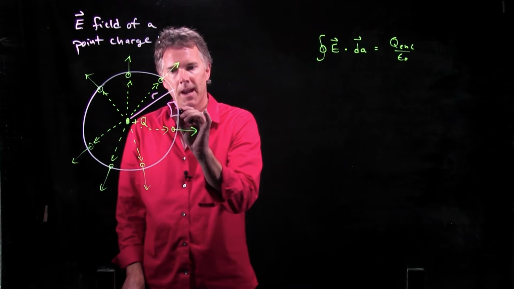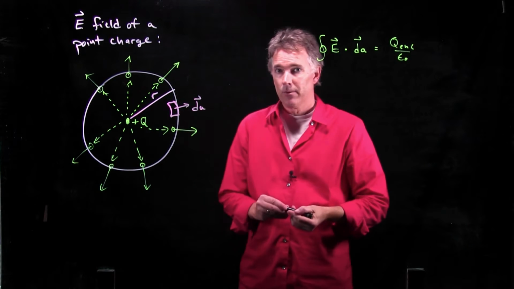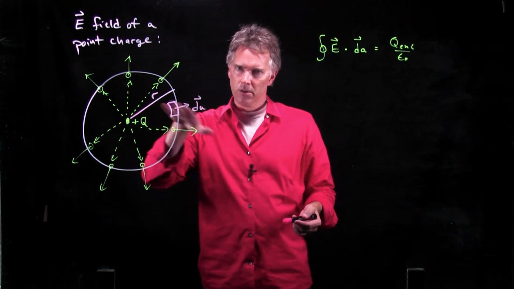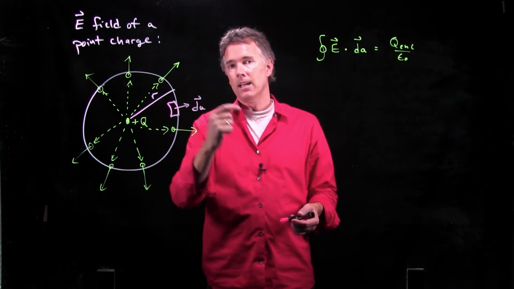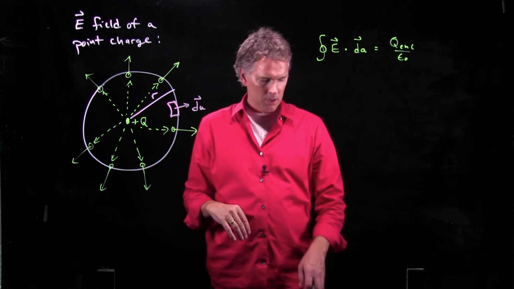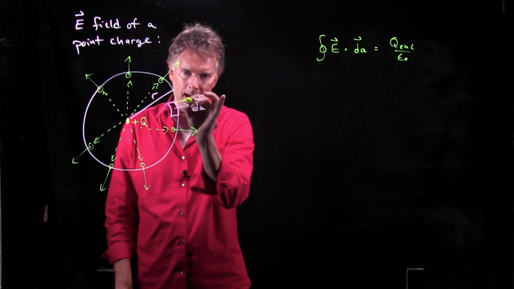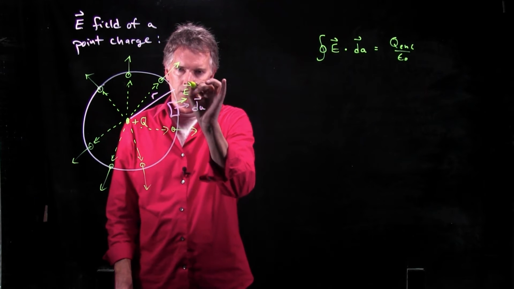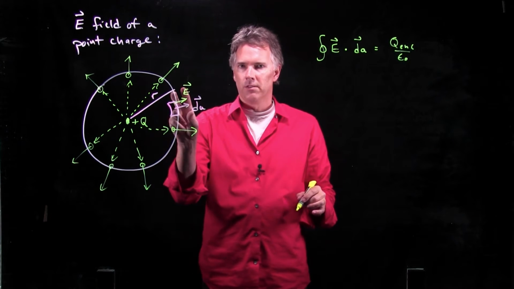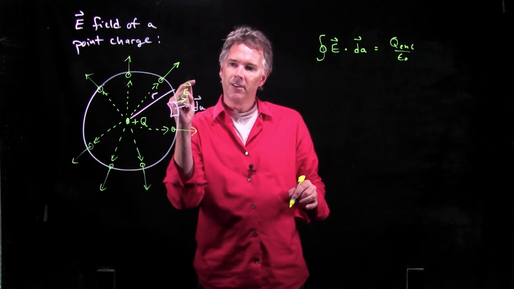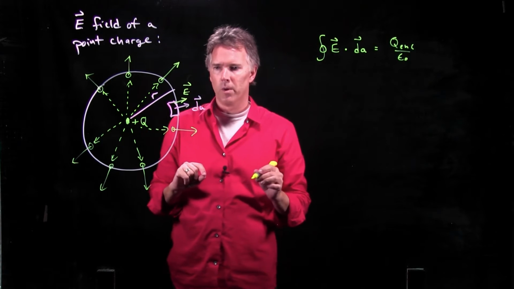Okay? But an area has a particular direction to it. And that direction is always perpendicular to the plane of that surface. So if you have a little piece of this sphere, dA is going out, which is good because we know that E is also pointing out, right? Everywhere E field is pointing radially outward, we can say E has a radial component that's exactly parallel to dA, and that's going to simplify this quite a bit.